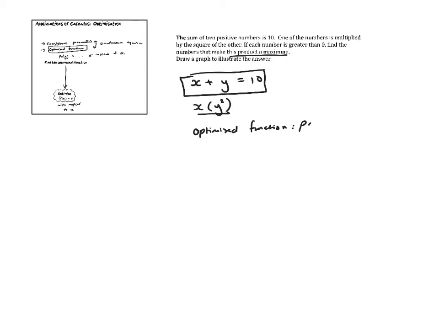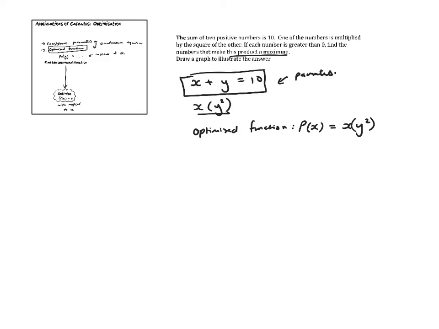So for example, you can name it P(x) for the product, equal to x y squared, x times y squared. Of course, you can make it A(x), B(x), D(x), I don't mind. So you've been presented with some parameters, and then you've got your optimized function. Remember I told you, the optimized function must only be in terms of x or in terms of y. So you need to choose one of those two.